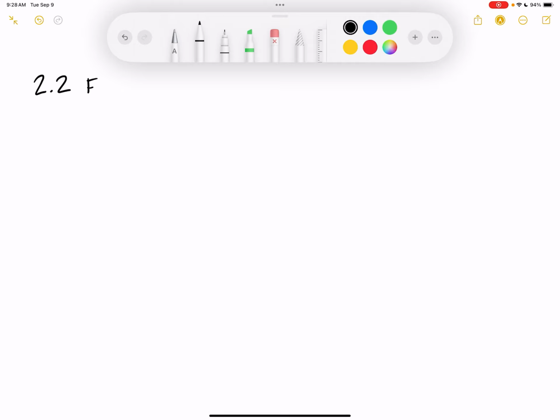All right, finding slope and rate of change. Where is my... Oh, it's right here.